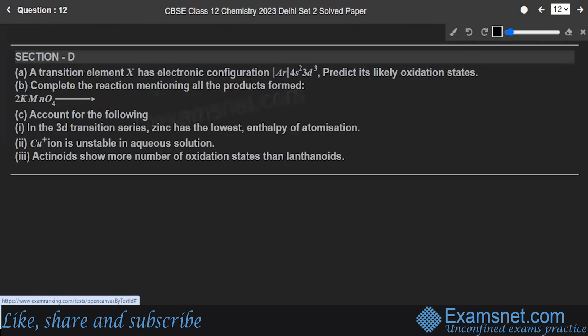So now let's move to the next question, number 12. It says a transition element X has the electronic configuration given by this. Predict its likely oxidation states. First of all, let's start with the first question.